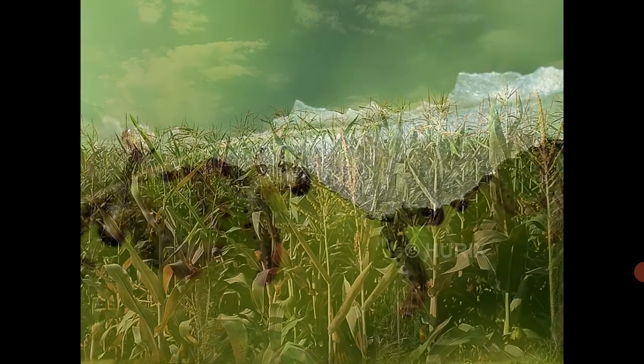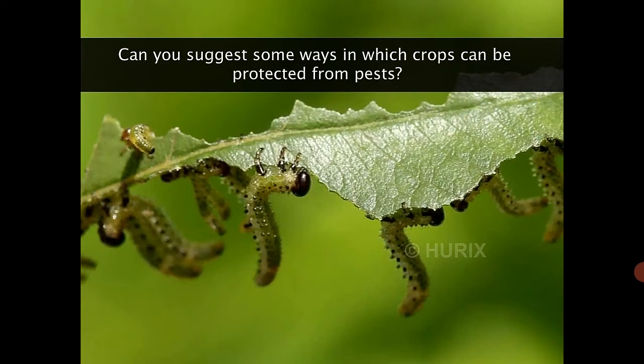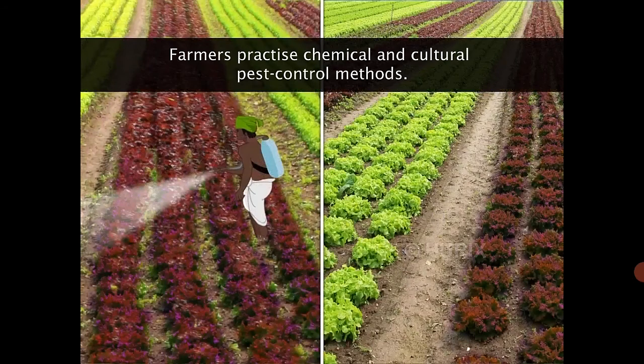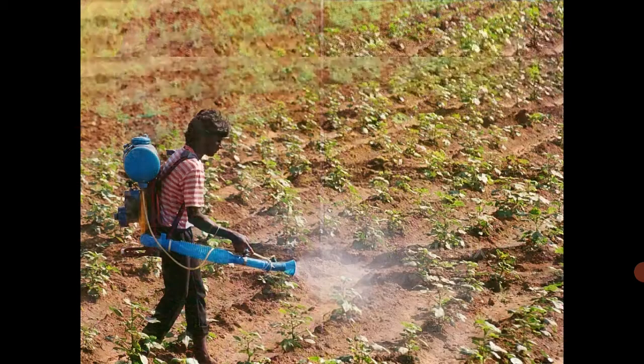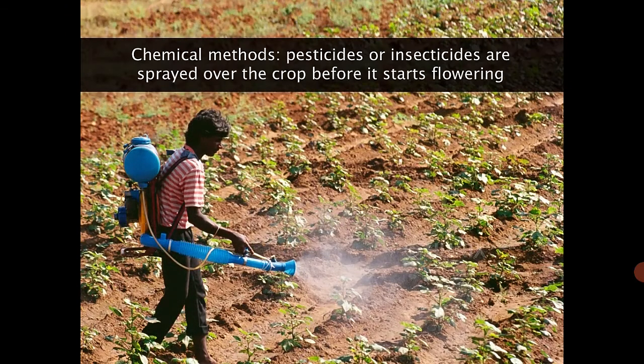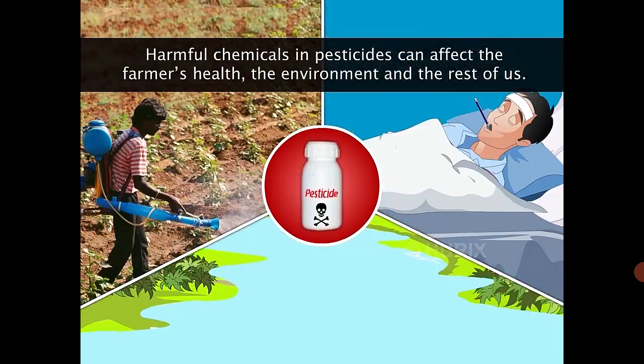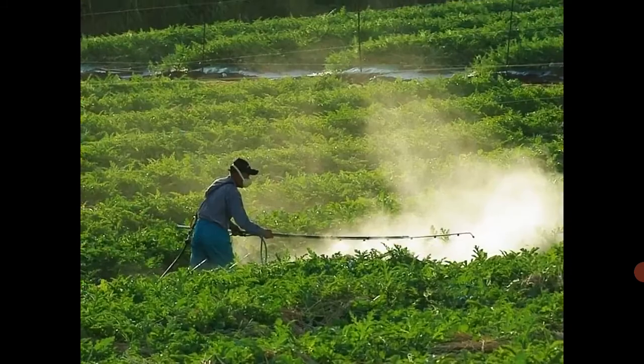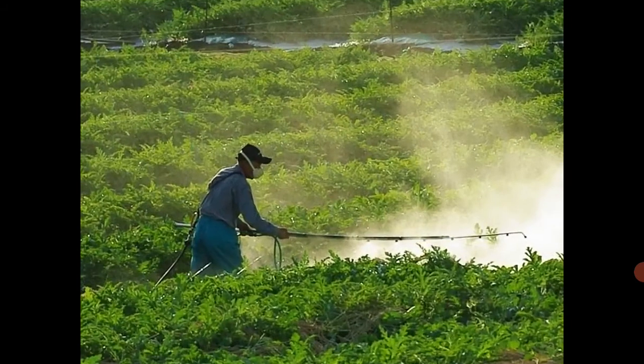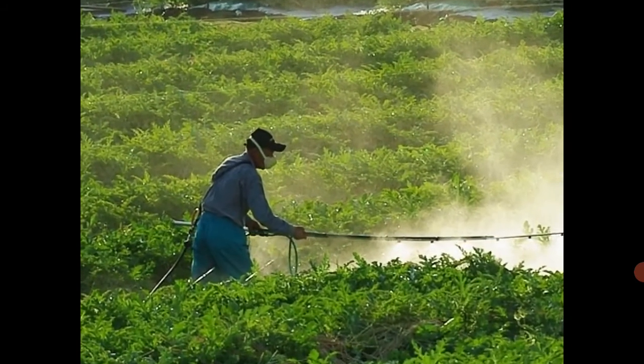Can you suggest some ways in which crops can be protected from pests? The methods farmers adopt to keep pests at bay can be chemical or cultural. The chemical method is the method most practiced by farmers. Employing this method, pesticides or insecticides are sprayed over crops before they can start flowering. Pesticides contain harmful chemicals which can affect the health of the farmer spraying them, the environment, and our health as well. To avoid the harmful effects of pesticides, farmers often cover nose and mouth with a mask while using pesticide.